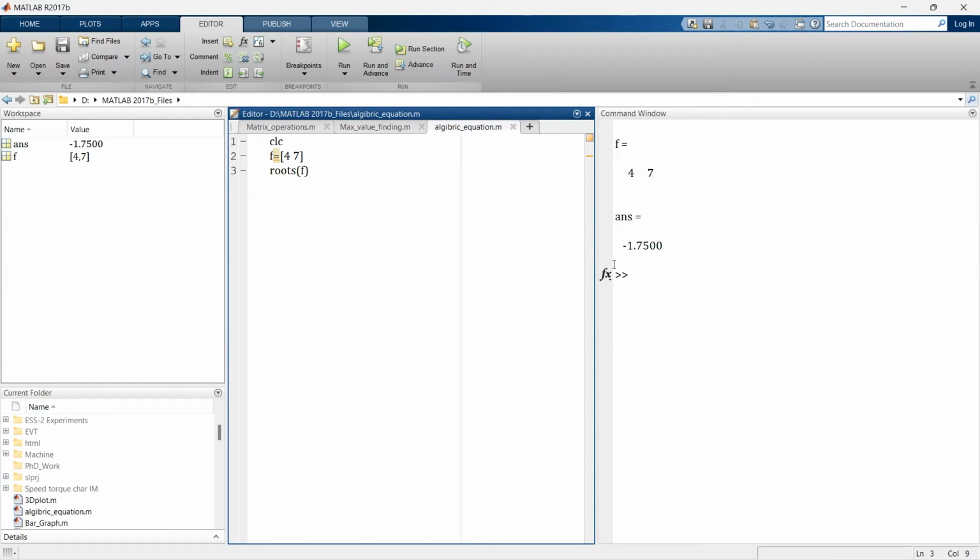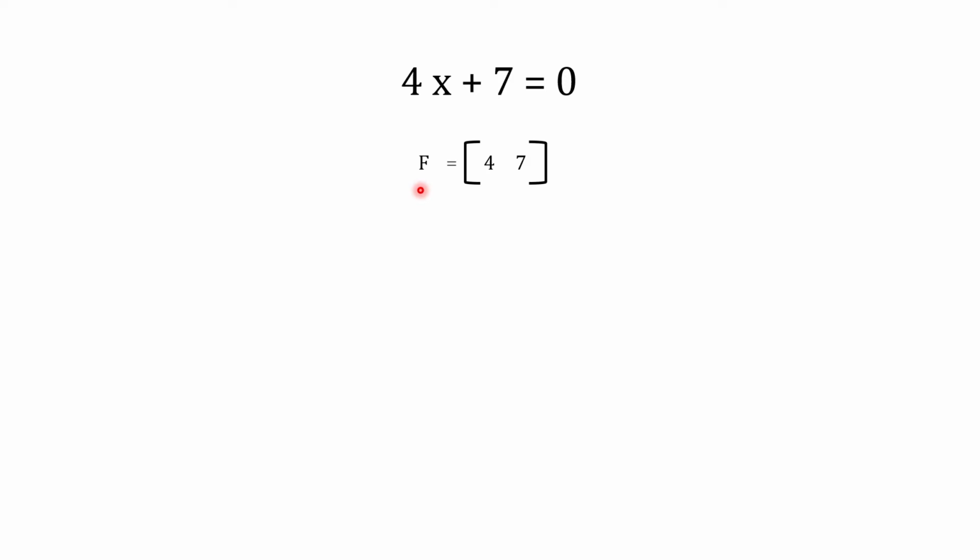So the answer is minus 1.750. Let us try another equation. Now instead of the simple equation, we have an equation with 3x square minus 4x plus 7. So the corresponding matrix to this would be 7, which is the coefficient of the constant, then minus 4, which is the coefficient of x, and then after x, there is x square. So the coefficient of x square is 3.